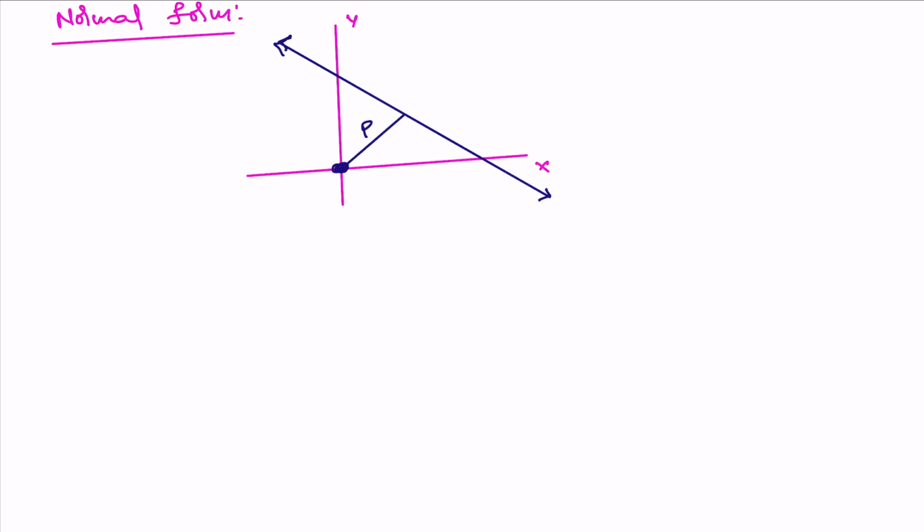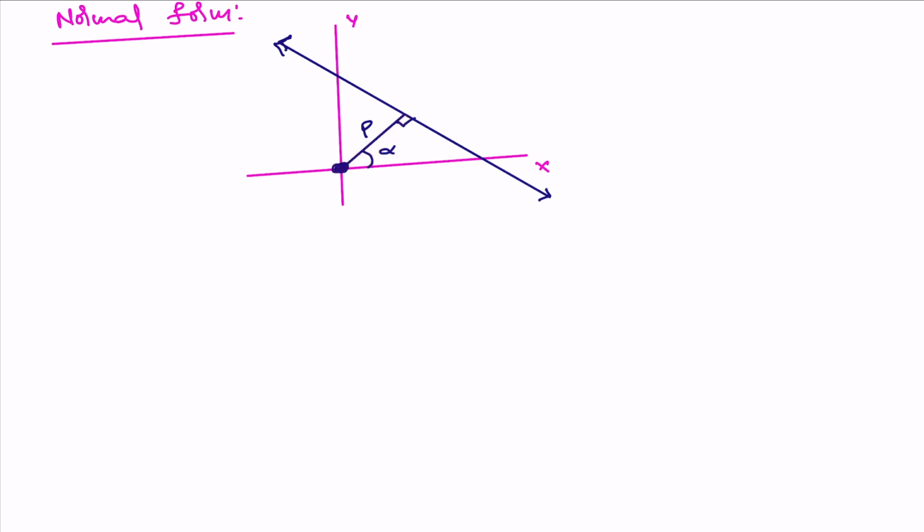There is a line which is at a distance of p units from origin, and you know that this is the perpendicular, right? And this perpendicular makes an angle alpha with x-axis. See, in the question they will give this data. Find the equation of a line. The line is at a distance of p units from origin, and the perpendicular drawn from origin to line makes an angle alpha with x-axis.